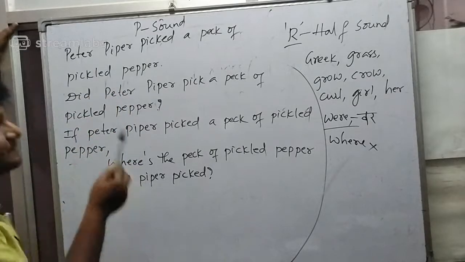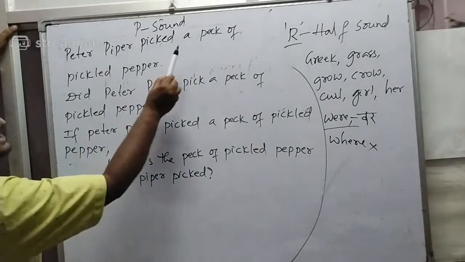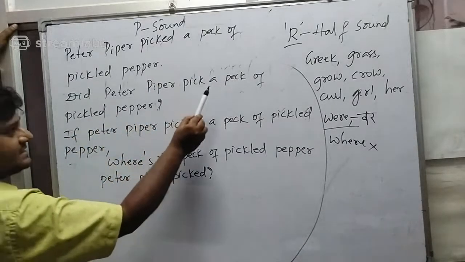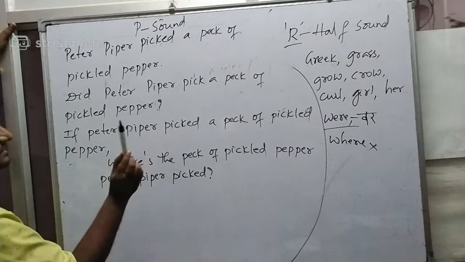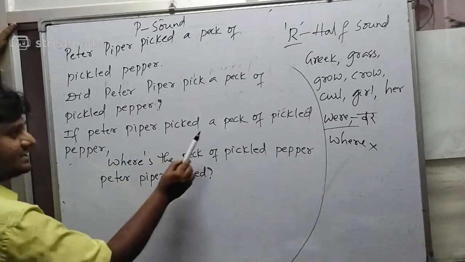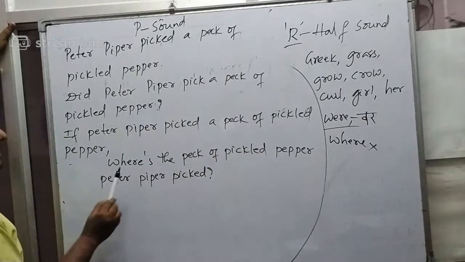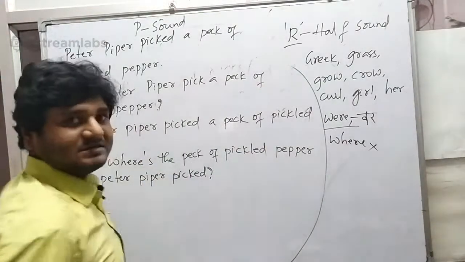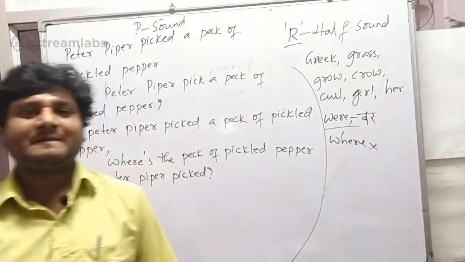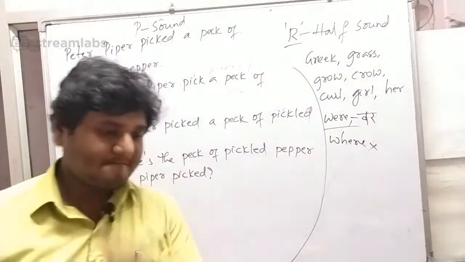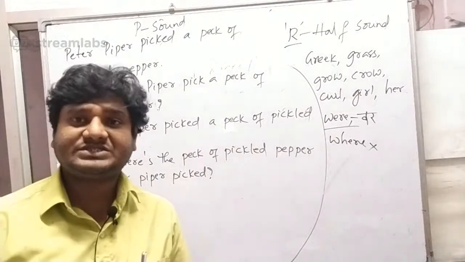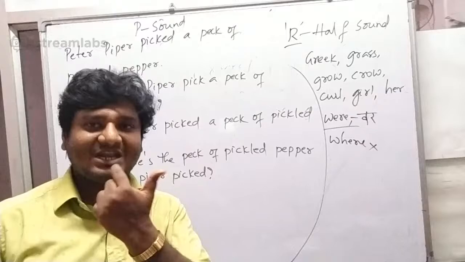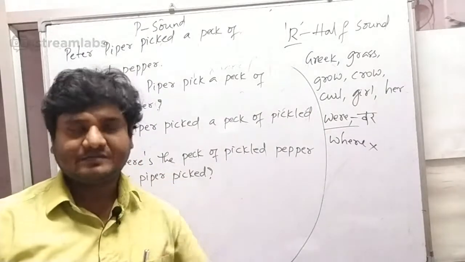I'm repeating. Peter Piper picked a peck of pickled pepper. Did Peter Piper pick a peck of pickled pepper? If Peter Piper picked a peck of pickled pepper, where's the peck of pickled pepper Peter Piper picked? But you have to practice. You have to make your jaw, your sound, and then your tongue to be clear.